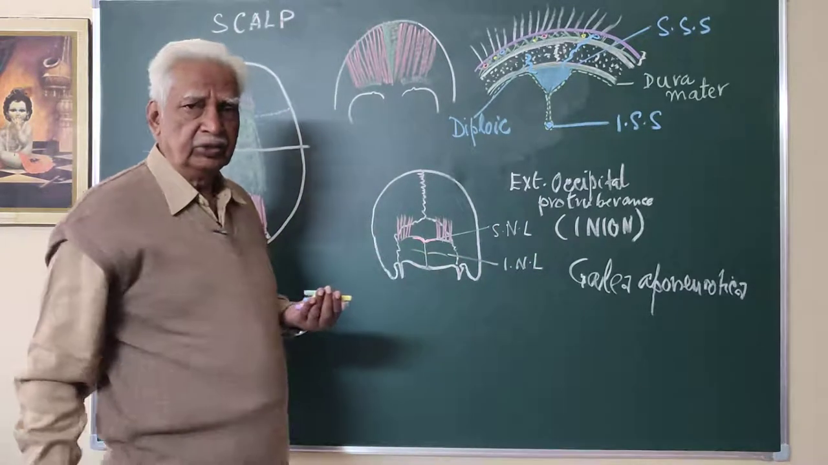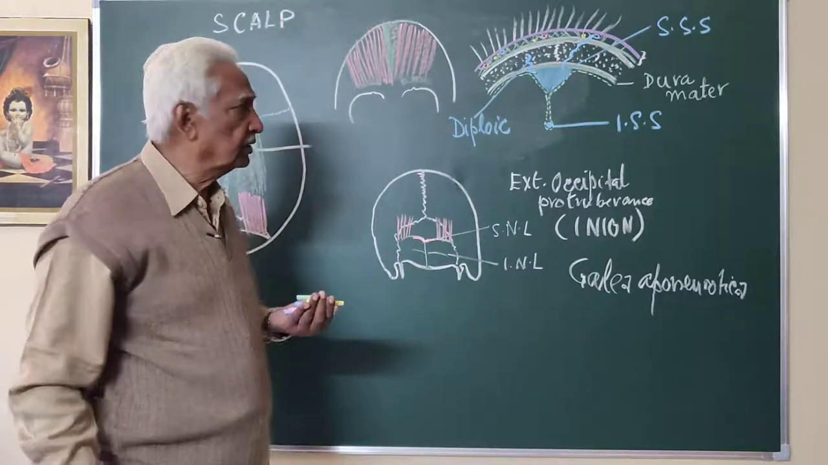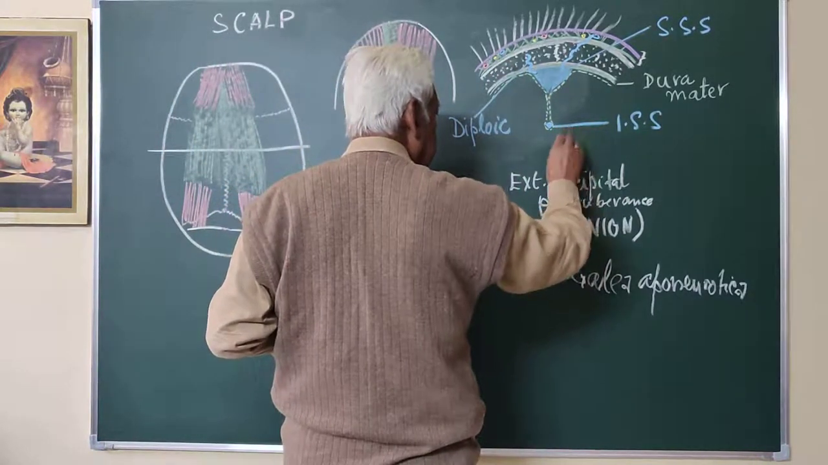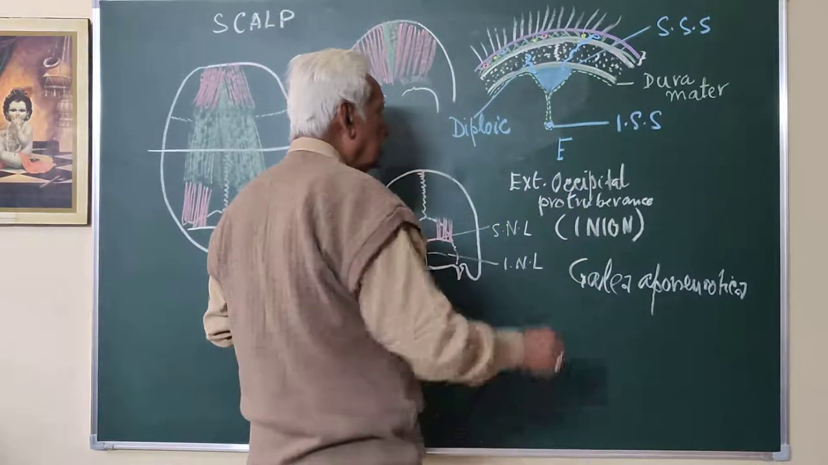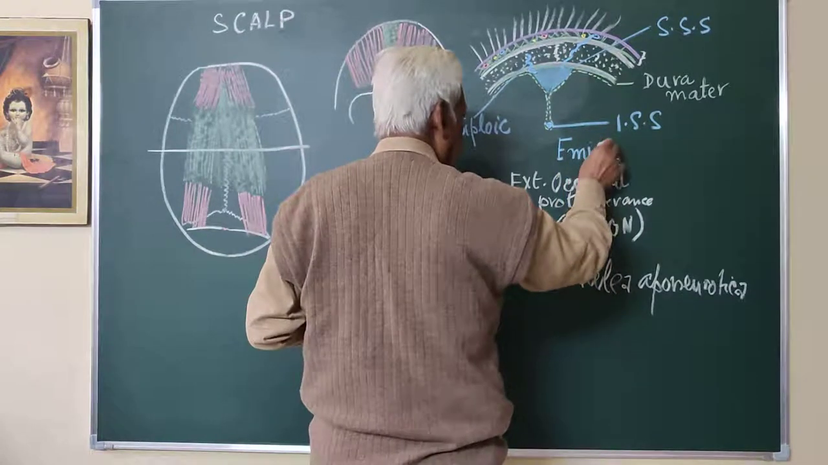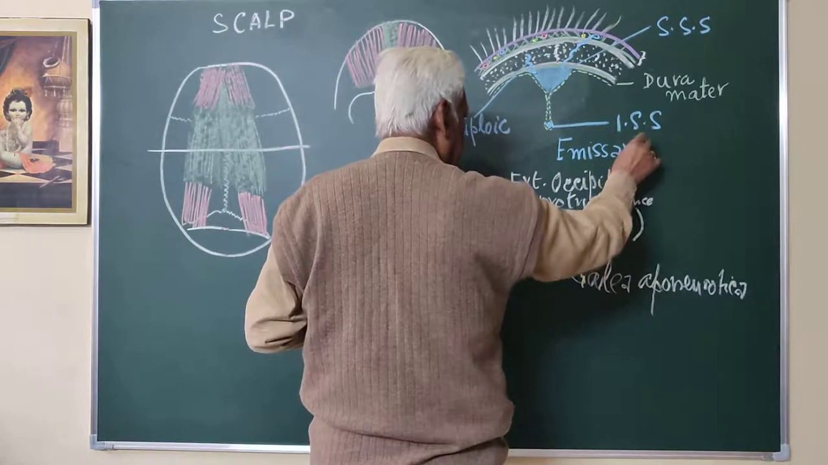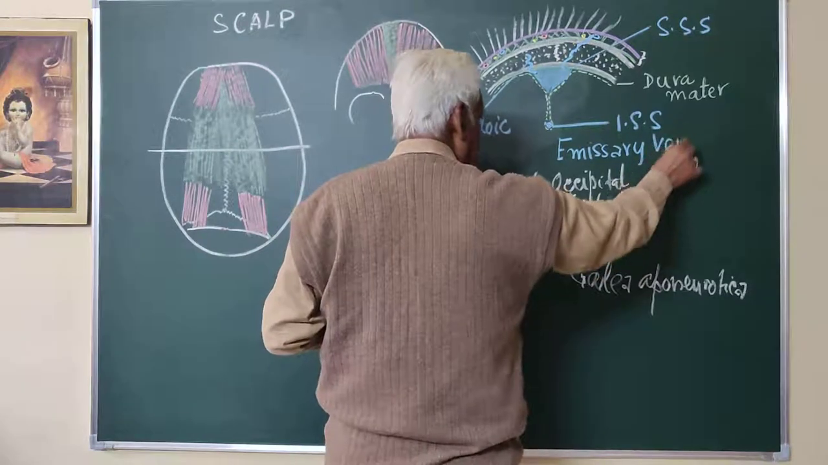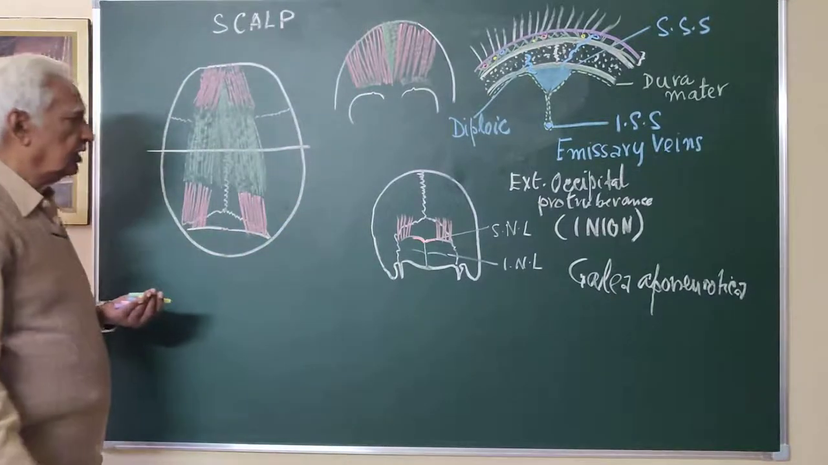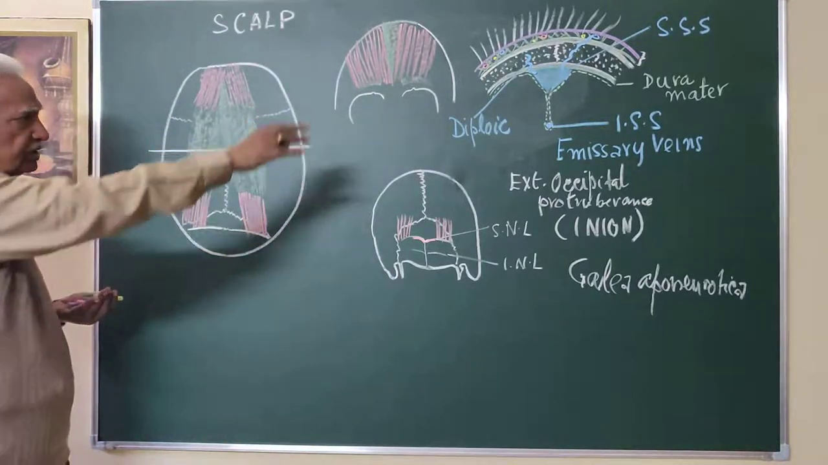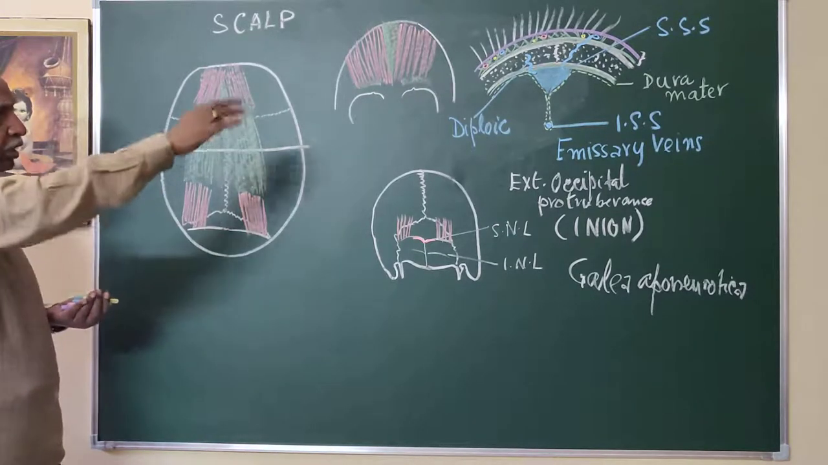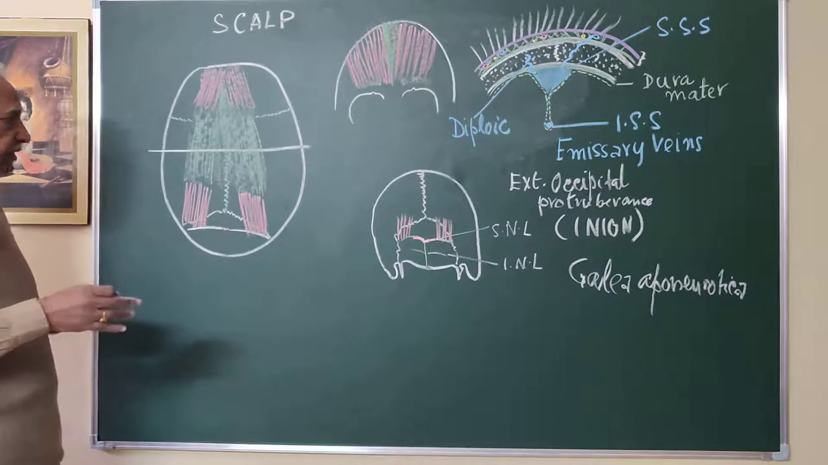The other veins which reach to the outer side are termed as the emissary veins. So these two types of veins will come in relation with this. So this is a coronal section, giving you some idea about how these layers of the scalp are arranged.